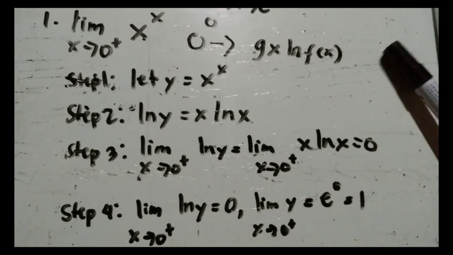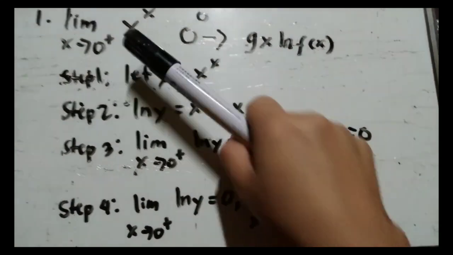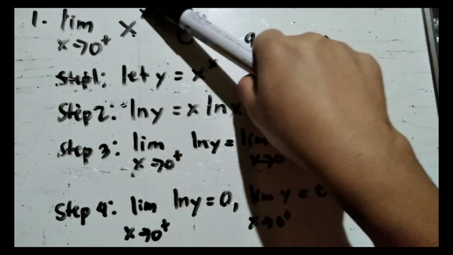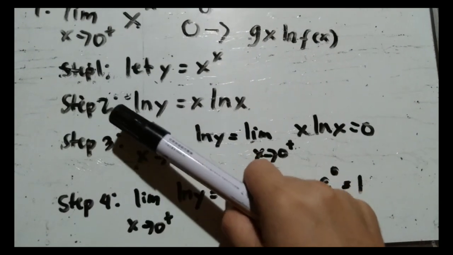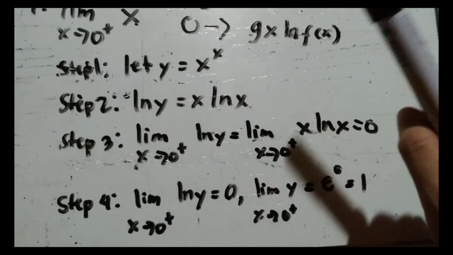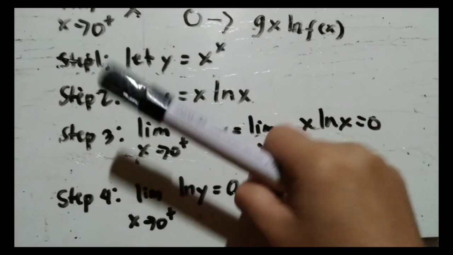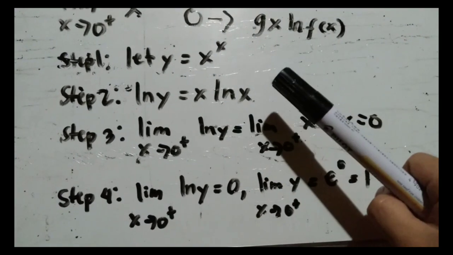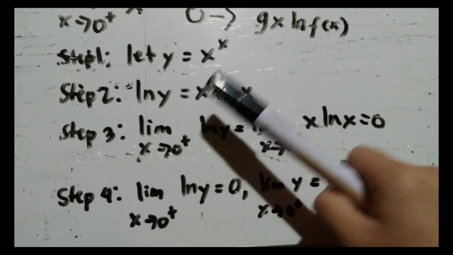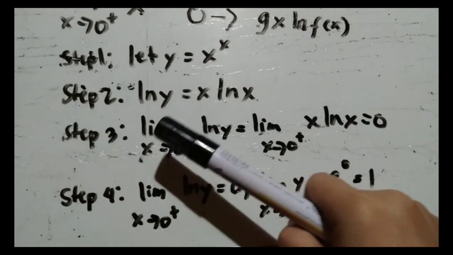So these are the steps. First step, we let y equal x raised to x. So this is the g of x, and this is the f of x. Then step 2, we take the logarithm: ln y equals x ln x. So this is the g of x, and then ln of our f of x.